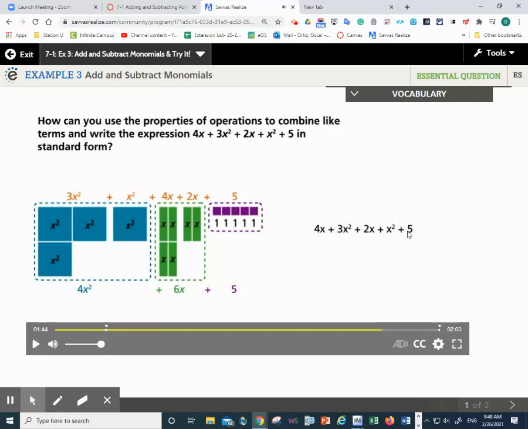Now please notice how you can do it without the algebra tiles. So these are called algebra tiles, but now we are not using algebra tiles. Form using the properties of operations. Identify the like terms. Then rearrange the terms in the expression to group like terms together. Then combine the like terms. The expression in standard form is 4x squared plus 6x plus 5.